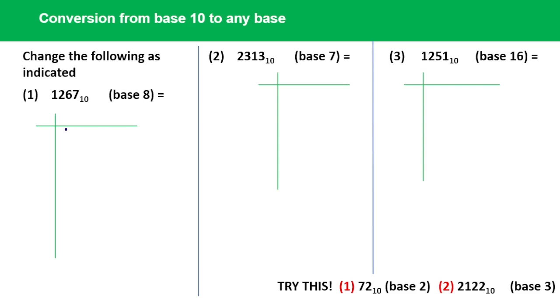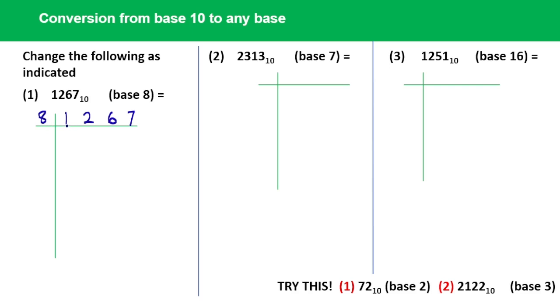Here, the 8 will be used to divide 1267 base 10. The first thing to do here is to set up your table as shown. The 8 will be written on the left hand side of the table, while the 1267 will be written on the right hand side of the table. The next step will be to use 8 to divide 1267, but we'll take the division gradually.